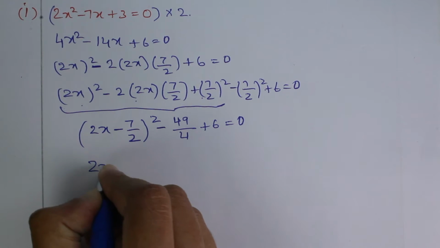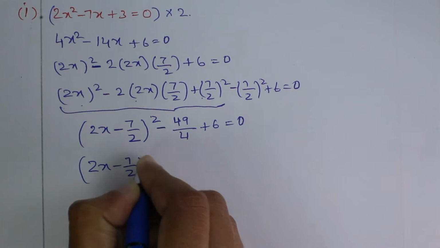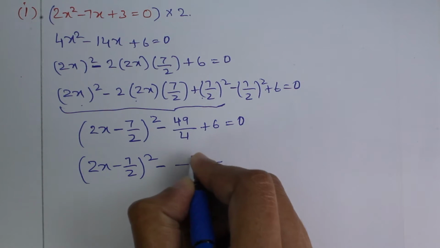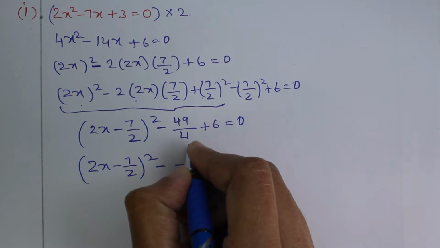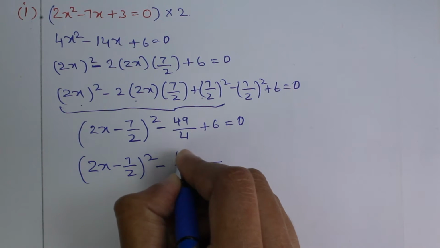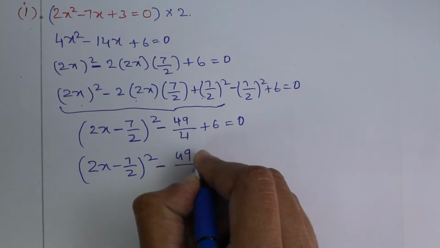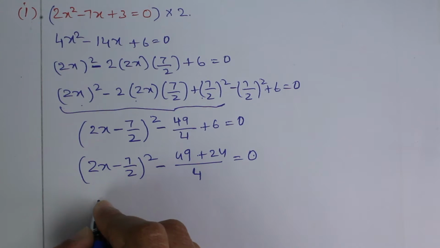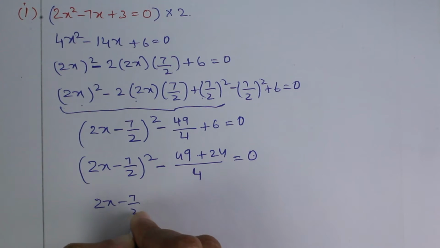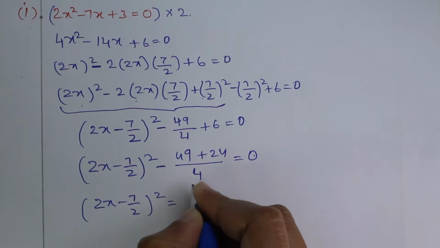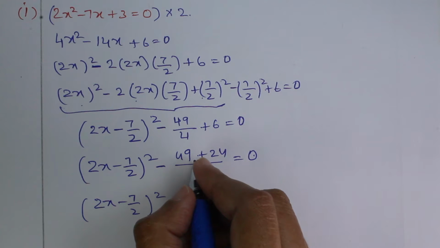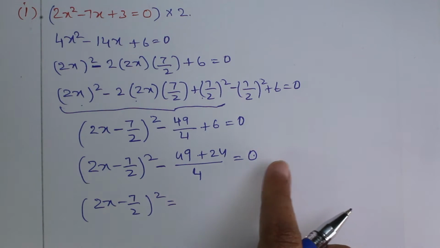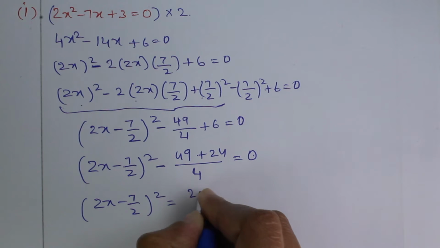So this becomes 2x minus 7 by 2 whole square minus 49 plus 24 by 4 is equal to 0. So this implies 2x minus 7 by 2 whole square is equal to, minus 49 plus 24 is minus 25. When it comes to this side it becomes plus 25 by 4.